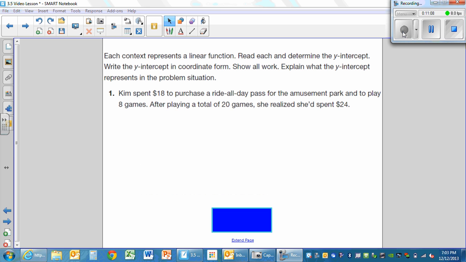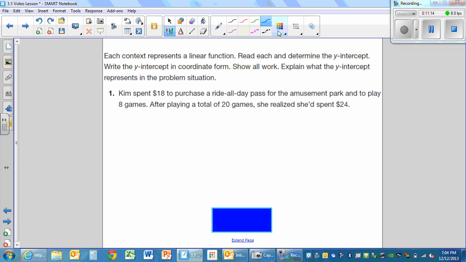All right, the last example I'm going to do tonight is from working through a context. Again, they want you to write the y-intercept in coordinate form. Let me get my pen ready. Kim spent $18 to purchase a ride-all-day pass at an amusement park and to play 8 games. So $18 for the pass and to play 8 games. After paying for a total of 20 games, she realized that she had spent $24. So Kim, in all, spent $6 to play the games.